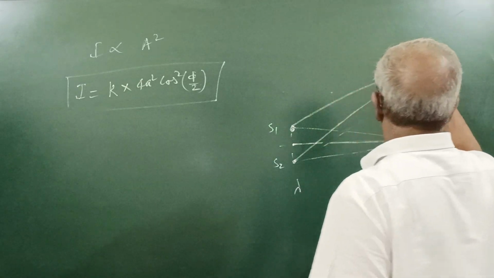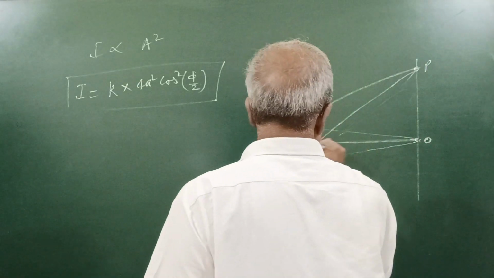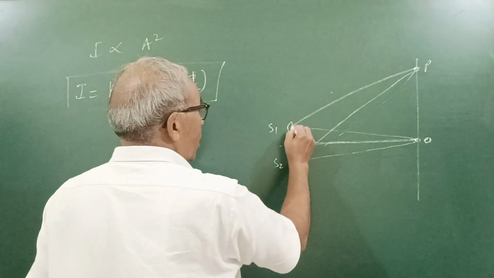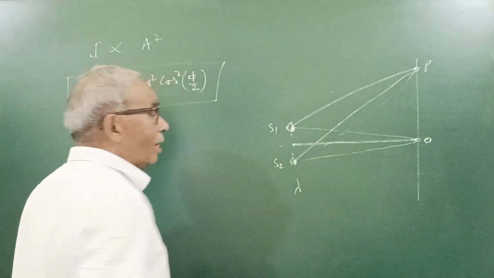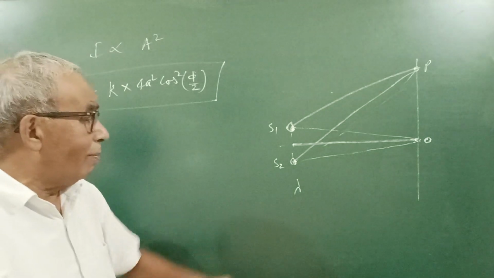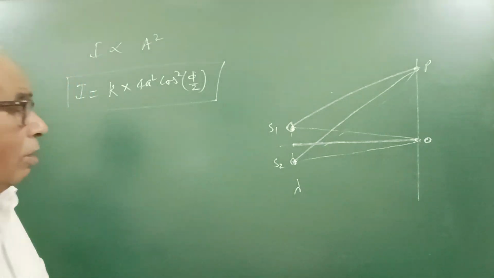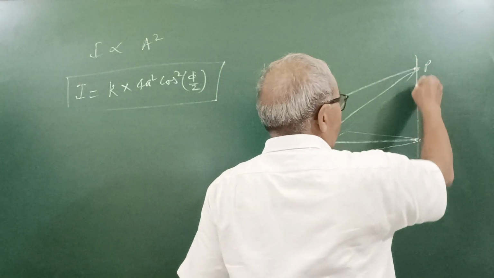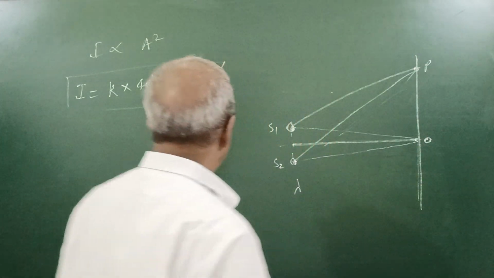Light can go this way here. What I am talking about here, these are two sources of light which are emitting light of the same wavelength lambda. You can write it yourself. Point O on this screen OP is equidistant from S1 and S2.